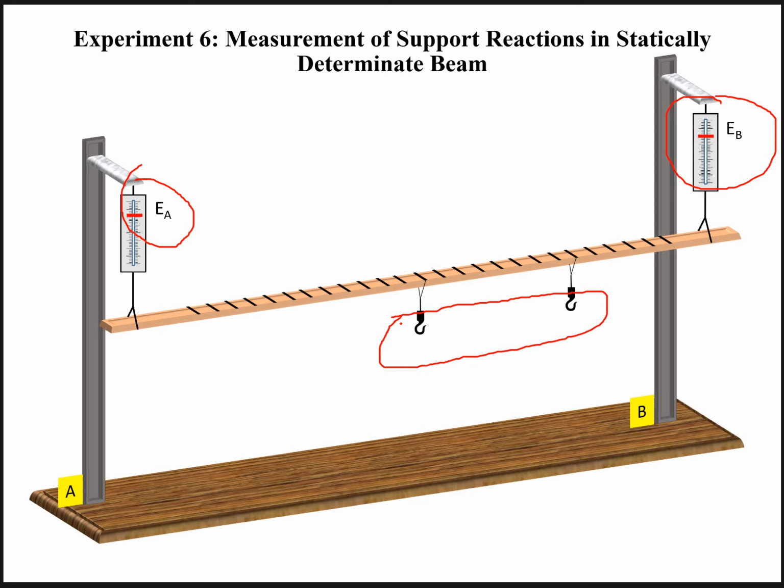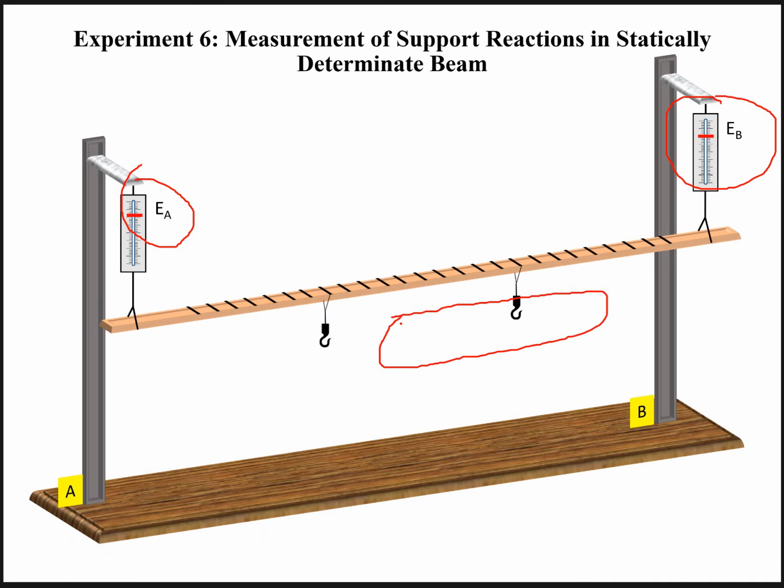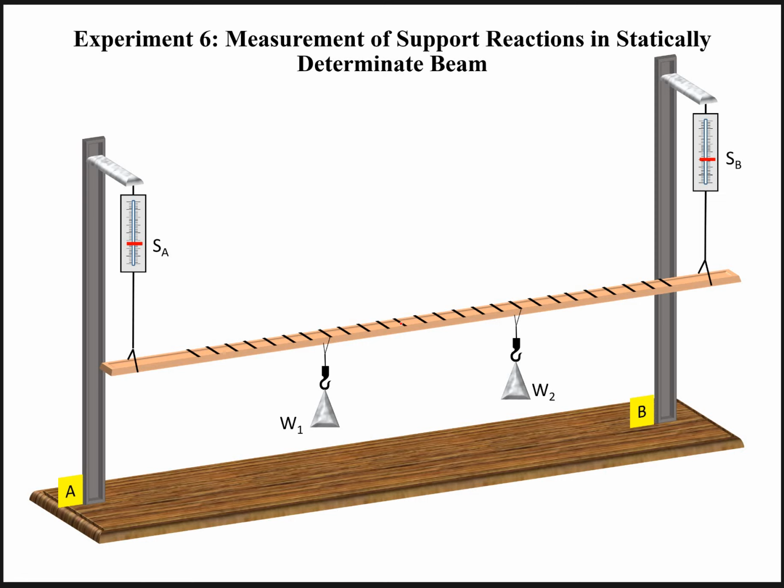The final readings will be taken after you suspend the weights from this beam. These are the weights W1 and W2. Once you suspend them, you have to take the final readings, which would be SA and SB. Note them down, and also measure the relative distance of W1 and W2 from support A.